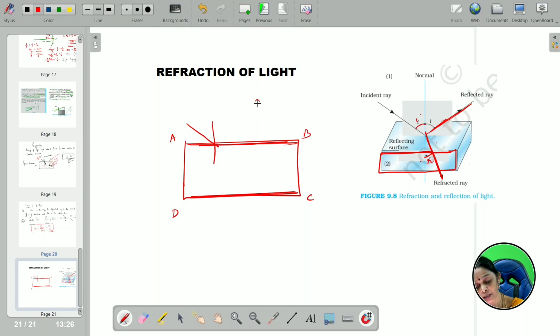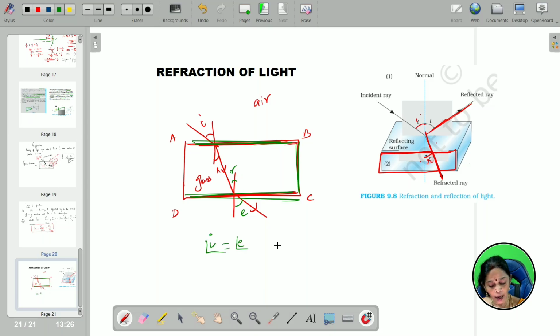You check here, this is the air medium, and this is the glass medium. The ray of light bends from air to glass, bending towards the normal. Again, from glass to the rarer medium, it bends away from the normal. So, this is angle I, and this is angle E. Since the surfaces are equal and parallel, angle I is equal to angle E. Therefore, there is no angular deviation.